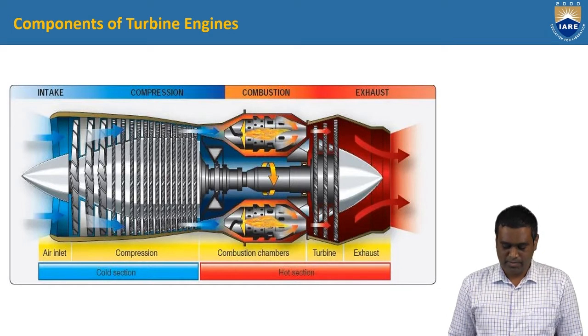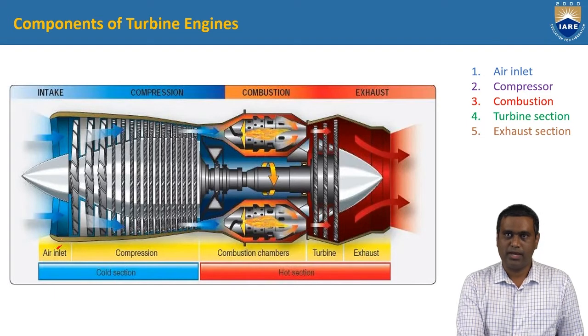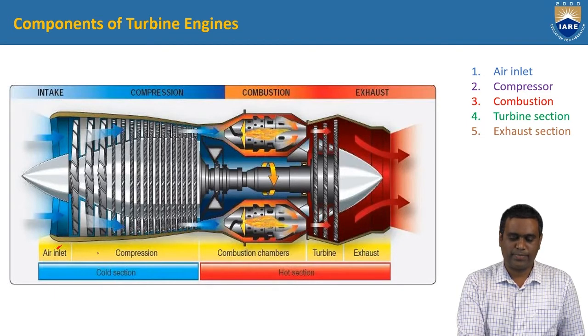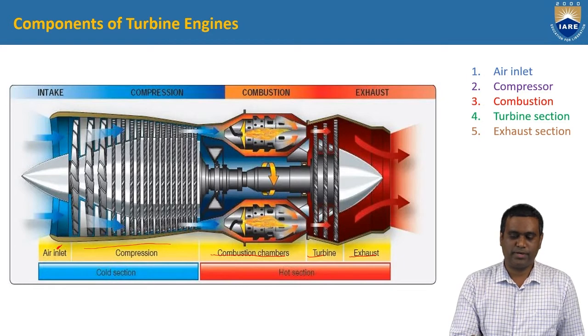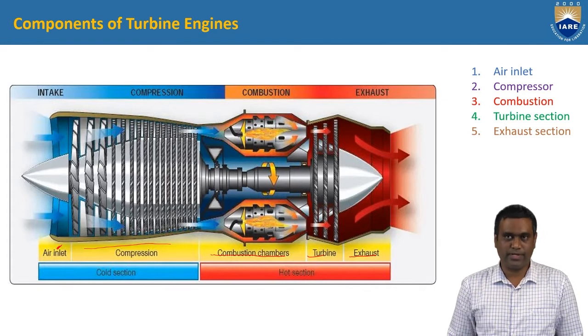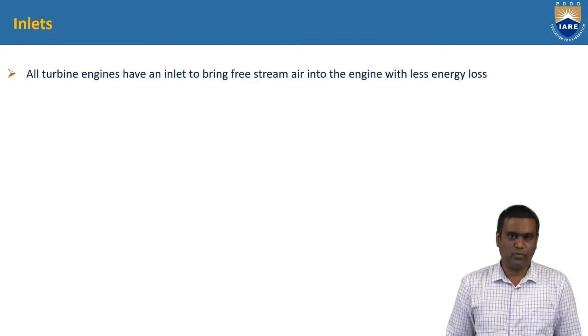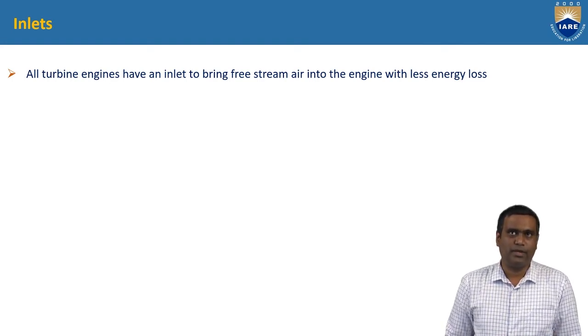Right? These are the major components of gas turbine engines. First one is inlet and compressor. This is a compression section. Then combustion chambers, then turbine and exhaust section. Right? Inlet, compressor, combustion chamber, turbine and exhaust section. These are the major components of gas turbine engine. We will see one by one what are the preliminary functions of individual components. Inlets.